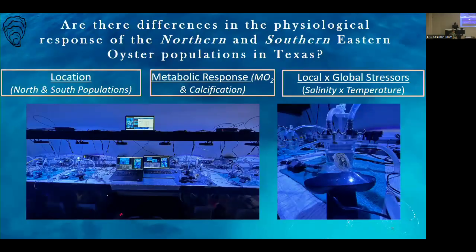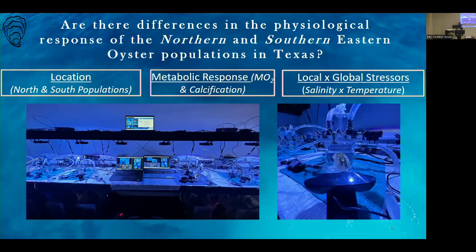My research question was: are there differences in the physiological response of these populations in Texas? The way that I looked at this was by location, those north and south populations. I looked at metabolic response, metabolic oxygen and calcification rates, and then I compared the local and global stress of salinity and temperature. This is the experimental setup at the AgriLife oyster hatchery.